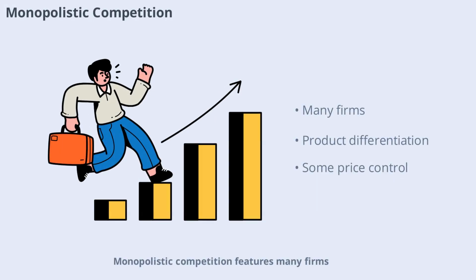Monopolistic competition features many firms selling similar but not identical products. Each firm has some control over its prices due to product differentiation. This structure is common in industries like restaurants and clothing, where variety and branding matter.